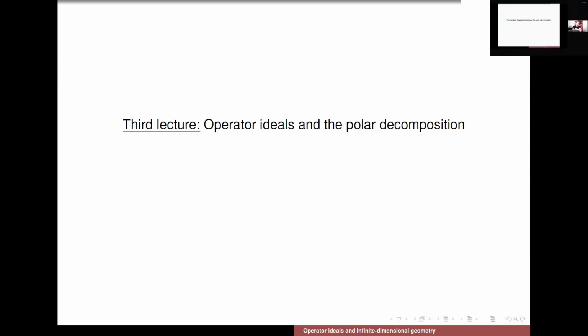In this last meeting, we will deal with the polar decomposition. The polar decomposition is given by two factors, the partial isometric factor and the operator modulus. So we will study those factors as maps in certain infinite dimensional homogeneous spaces associated to operator ideals.